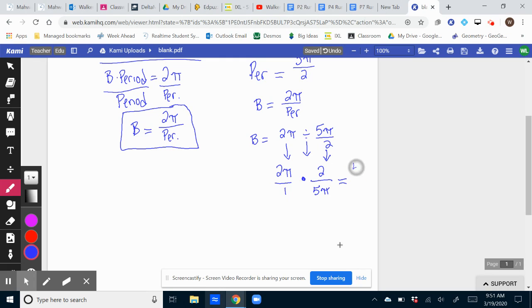Now multiply across the top, I get 4 pi. Across the bottom, 5 pi. The pi's cancel. And so, excuse me, not your period. If the period is 5 pi over 2, that means that B is 4/5.